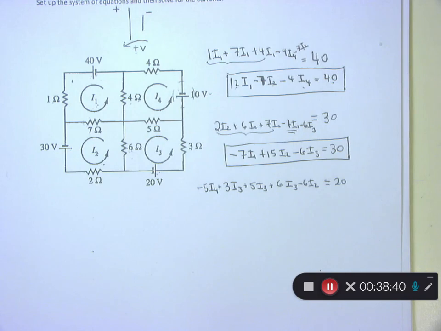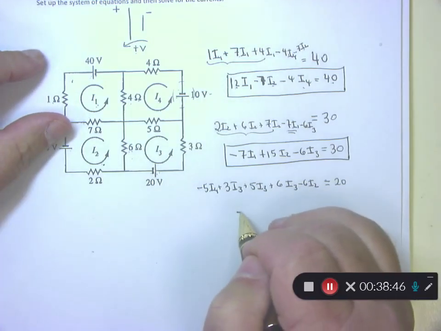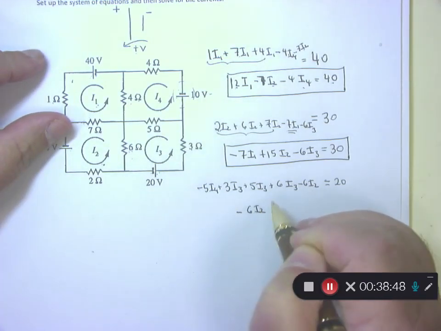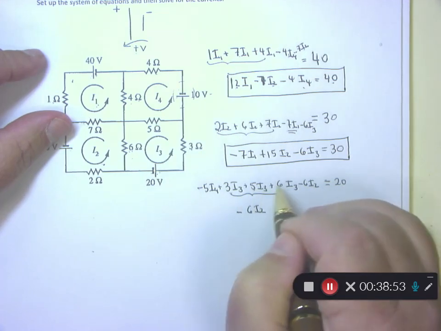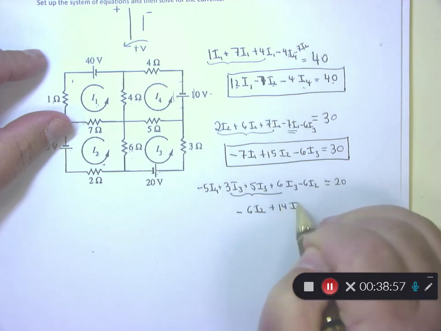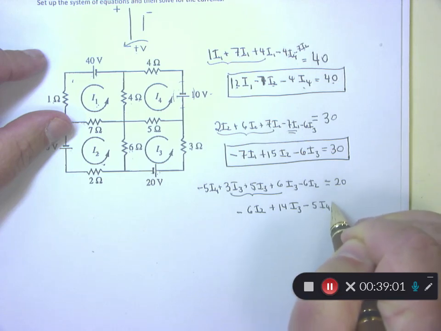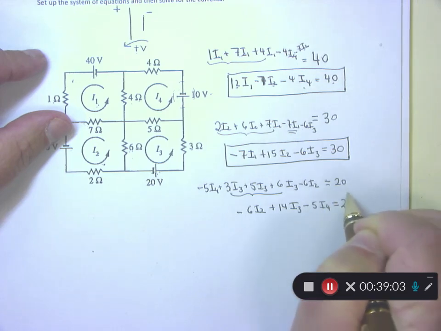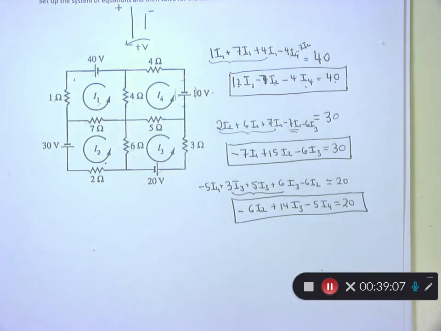Now let's rewrite the equation, combining like terms and putting them in order. I got an I2, minus 6I2. I got a bunch of I3s. I got a 3, I got a 5, I got a 6. That's 11 plus 3, what's that, 14? Plus 14 I3, minus 5 I4, and that's equal to 20 when I combine my like terms. Does that make sense so far? Have I lost you anywhere?